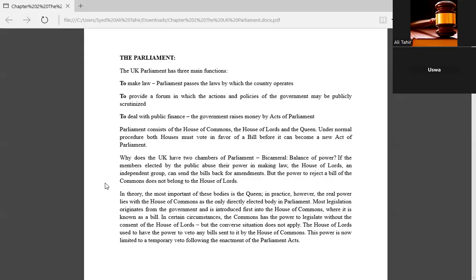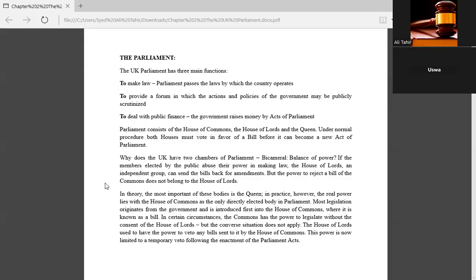Why does the UK have two chambers of parliament? It is a bicameral legislature, meaning it has a popular house and an upper appointed house. It is to maintain a balance of power. Both the houses actually keep a check and balance on each other. They check each other's power and they keep an eye and tabs on the members of each of these houses so that there is very little chance of somebody just coming right up and becoming a dictator.